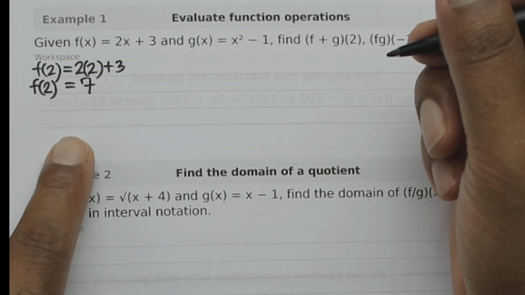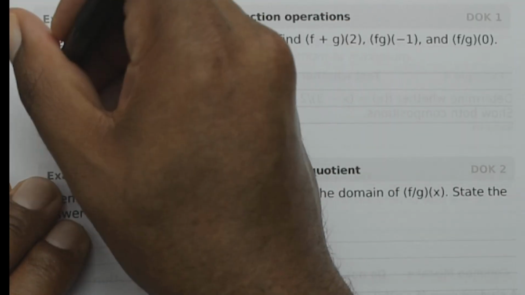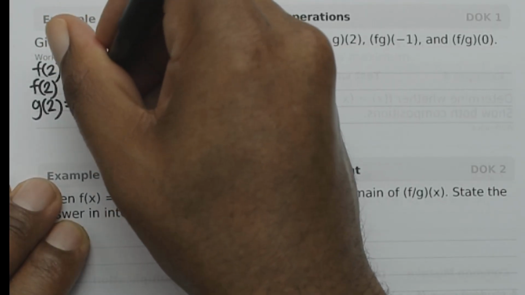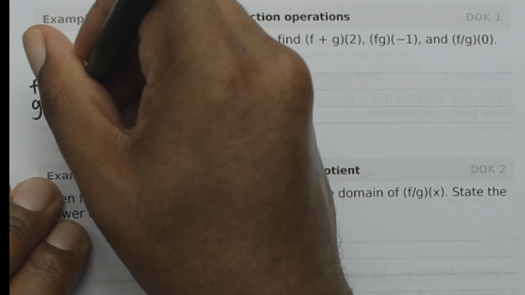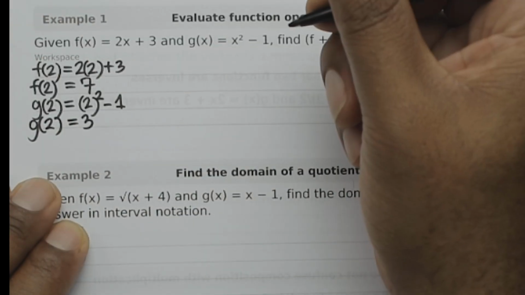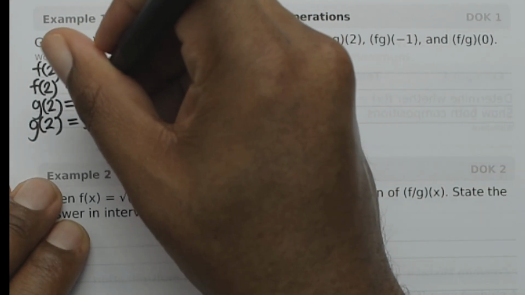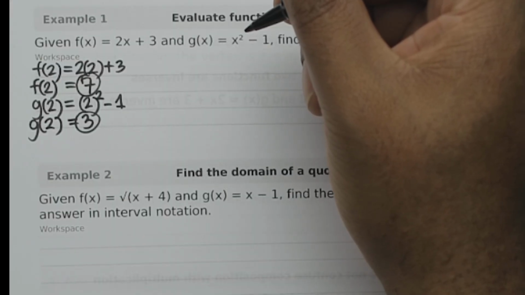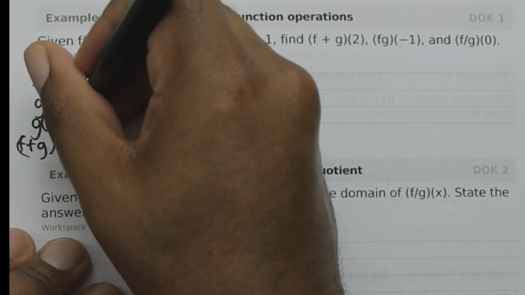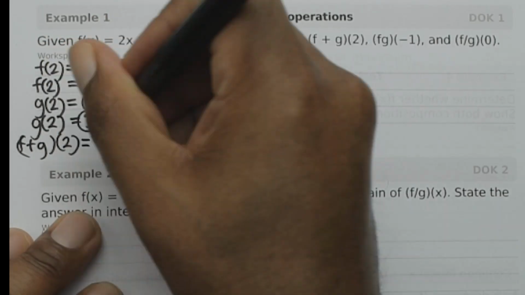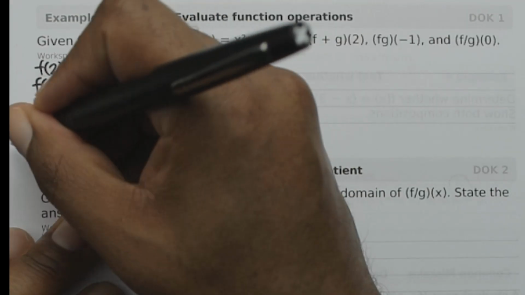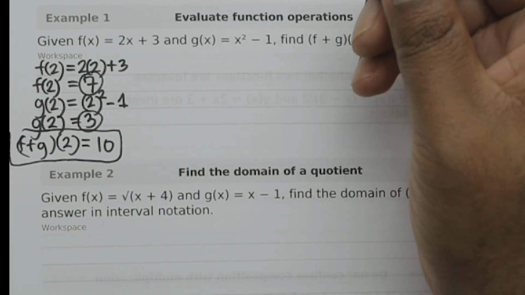Now that we've done that, we're going to find g of 2. So g of 2 is 2 squared minus 1. 2 squared is 4, minus 1 is going to give me 3. So g of 2 is equal to 3. Now we need to add them. So f plus g of 2 is equal to 7 plus 3, which is equal to 10. This is the final answer for that.